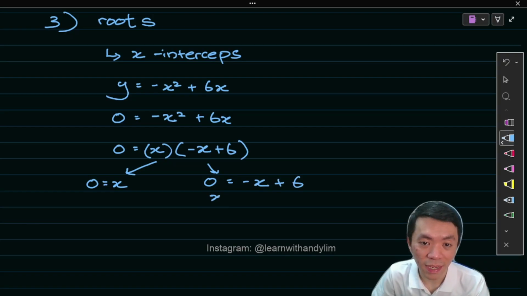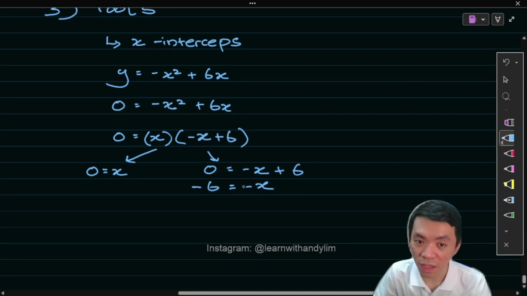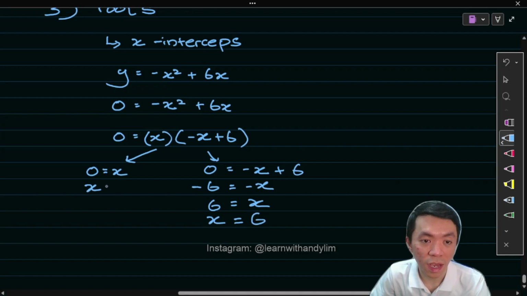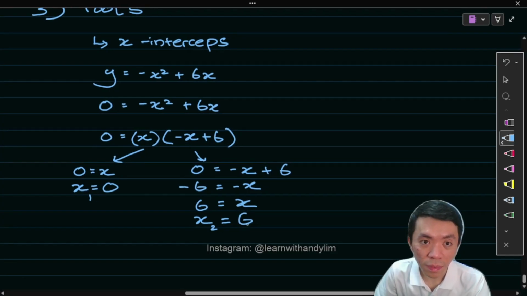Then I'm gonna move my 6 over, equal to negative 6. I multiply both sides with negative 1. I will get 6 equal to x, or x equal to 6. For my first x solution, I'm gonna write x equal to 0. So it turns out my x1 is equal to 0, my x2 is equal to 6.